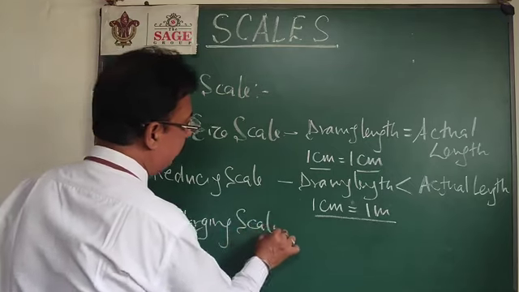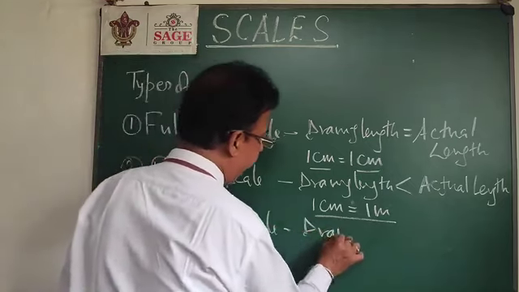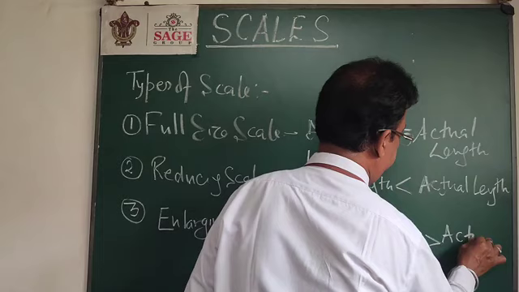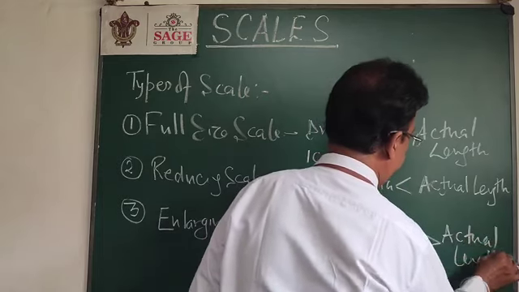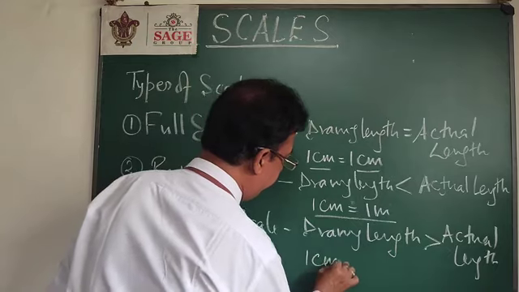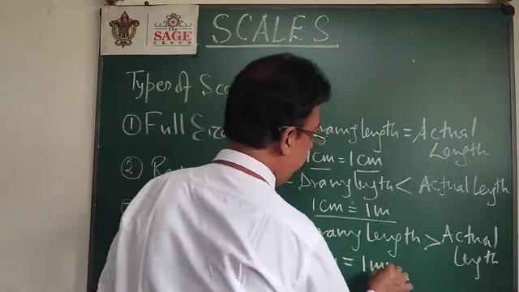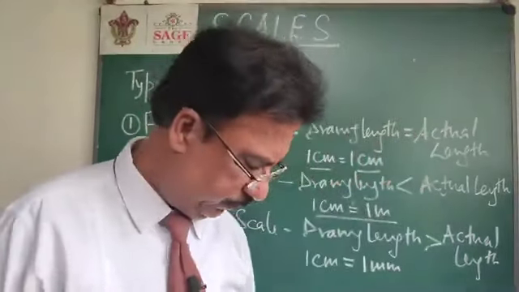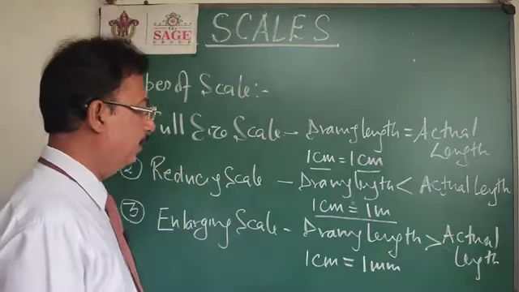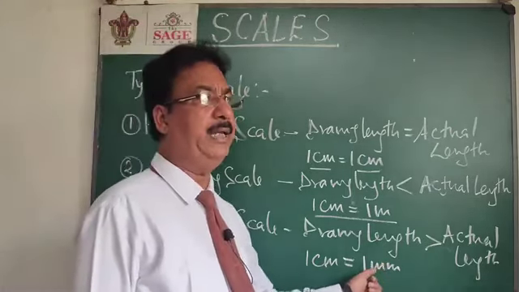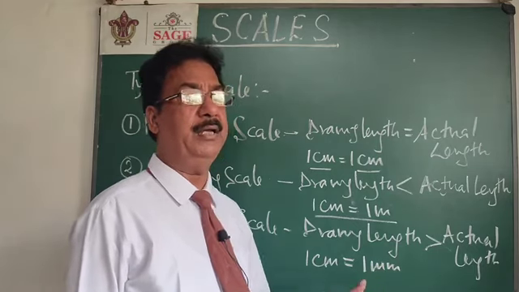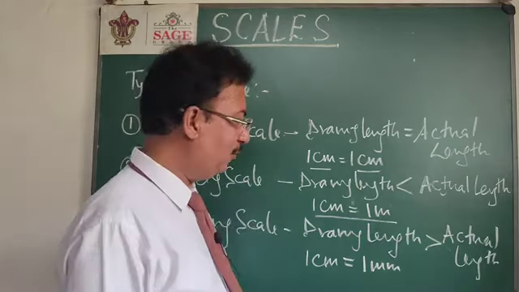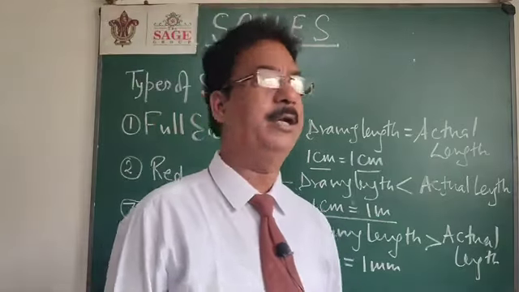So in enlarging scale, the drawing length will be bigger than the actual length. For example, if I say 1 centimeter equals 1 millimeter, as you know millimeter is a smaller unit compared to the centimeter, and 1 centimeter equals 10 mm. So what I am saying is that 1 mm will be the actual length and we are representing it by 1 centimeter. It means I am increasing it by 10 times. So this is one example for enlarging scale.